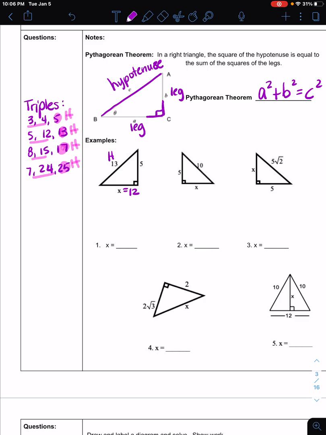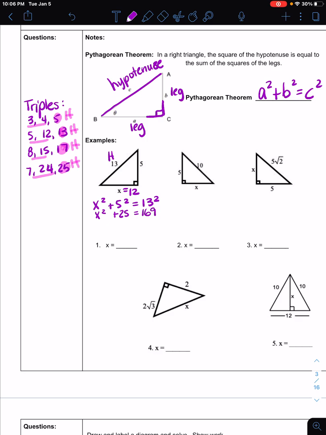Now, what if you didn't recognize that? No problem. Do Pythagorean theorem. So you could do x squared plus 5 squared is equal to 13 squared. Now, remember, order of operations says that you do exponents before you add and subtract. So we're going to have x squared plus 25 is equal to 169.